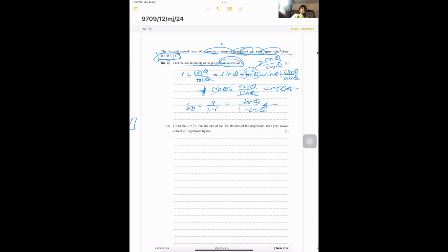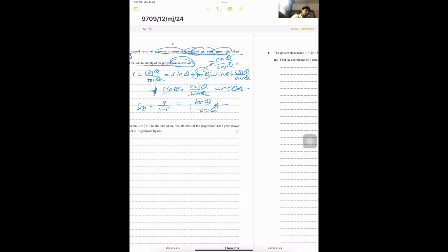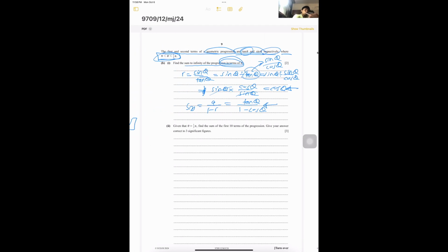You could have tried to simplify this, but you don't need to. The mark scheme doesn't demand any more simplification, so that is 2 marks only, so I think that's the reason. Part B, given that theta equal to this, find the sum of the first 10 terms of the progression. So it's a geometric progression, giving your answer correct to 3 SFs.